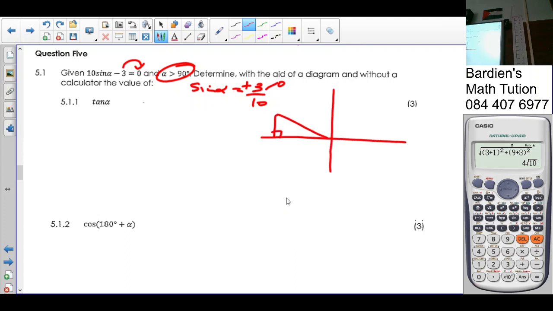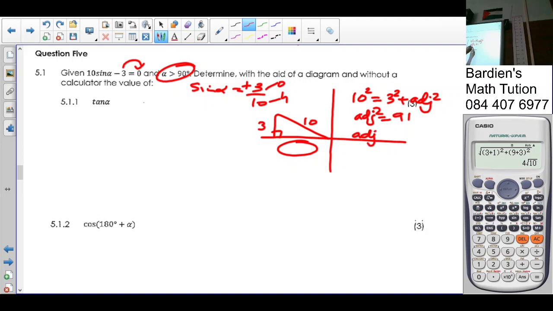What does sine stand for? Opposite over hypotenuse. It's 3, hypotenuse 10. How do we calculate the adjacent side? Pythagoras. So hypotenuse squared is equal to the sum of the other 2 sides squared. So your adjacent side works out to be 100 minus 9, or 10 squared minus 3 squared. So they give you 91. Not so? The square root thereof, don't forget, plus minus root 91. But this is on your negative part of your x-axis. So there should be negative root 91.